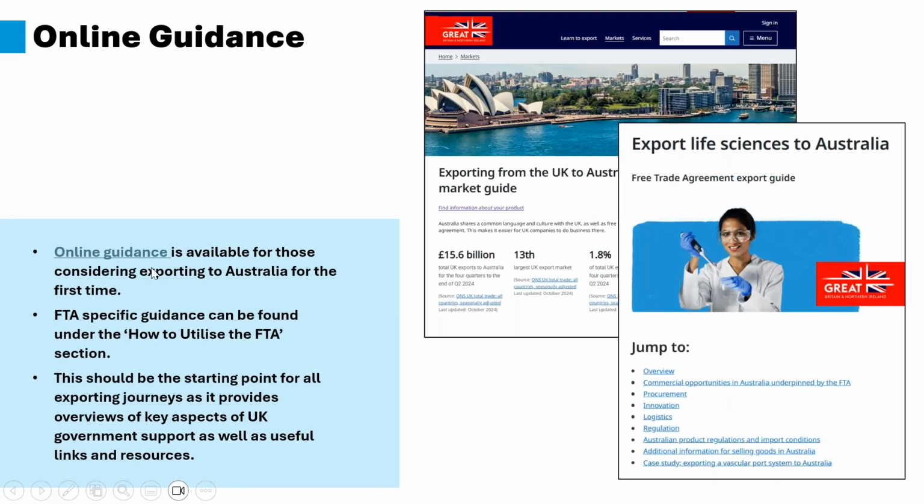It's worth flagging that we also have considerable amounts of online guidance for the UK-Australia FTA. These can be found on the Australia country market page on great.gov.uk. We have screenshots on the screen now, and they contain both thematic guidance on some of the key provisions such as rules of origin or procurement, as well as very handy sector guides, of which life sciences is one. I highly recommend everyone take a look at the online guidance that we have available.